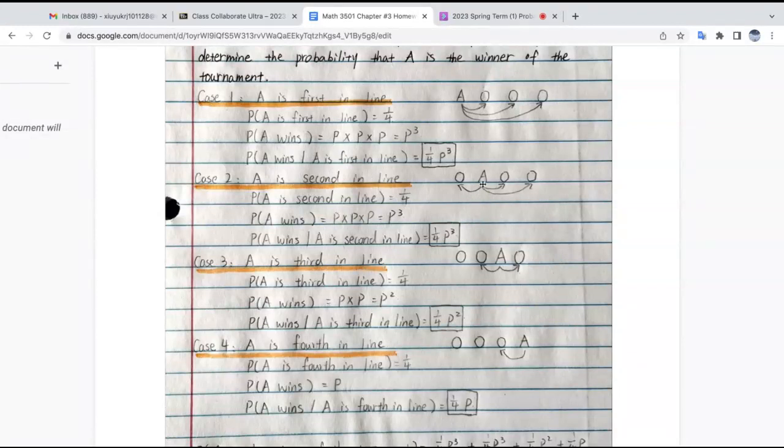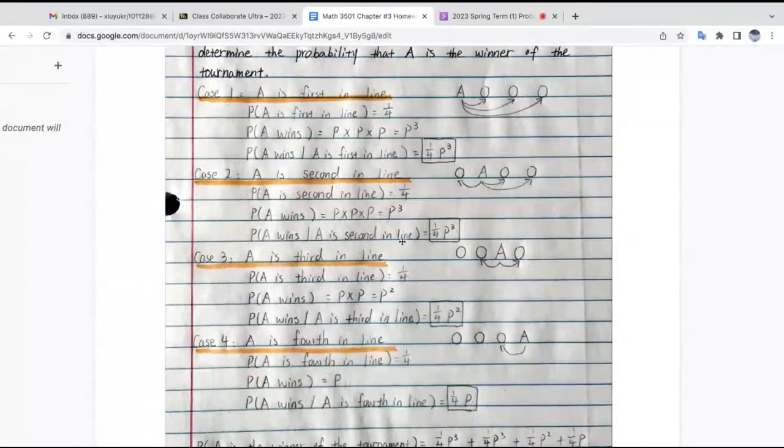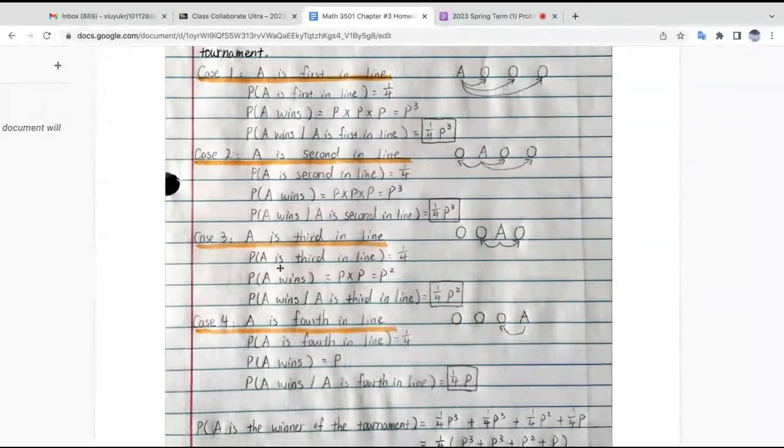Then if A needs to be the winner, that means A needs to win against the first person, then win against the third person and the last person. So the probability of A wins is equal to P times P times P, which is P to the power 3. So the probability of case 2 is equal to 1 over 4 times P to the power 3. And case 3, A is third in line.